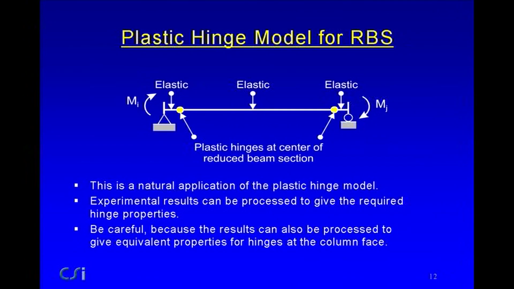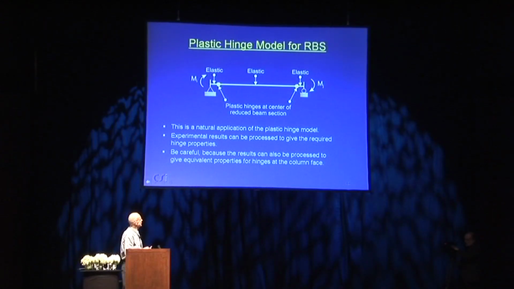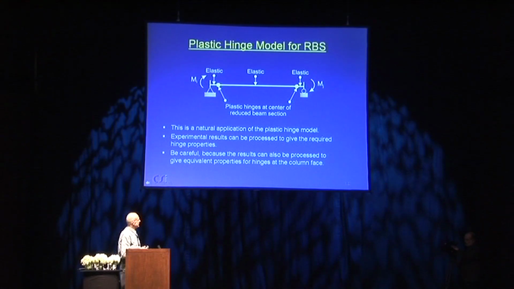Just incidentally, a plastic hinge model can be used for a reduced beam section. It's actually a natural application for a plastic hinge model. The center of the RBS would be here and here, and this is where you might position your hinges. If you have some experimental results, you can process them to give the required hinge properties.